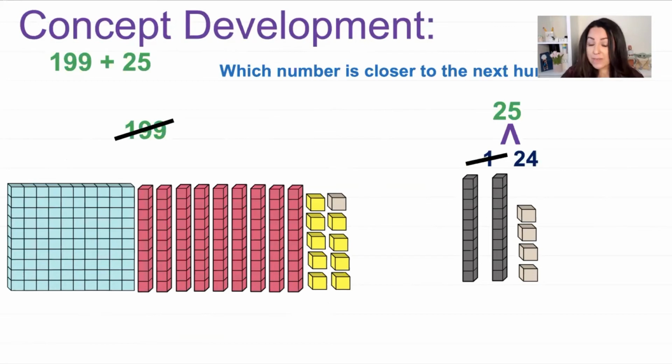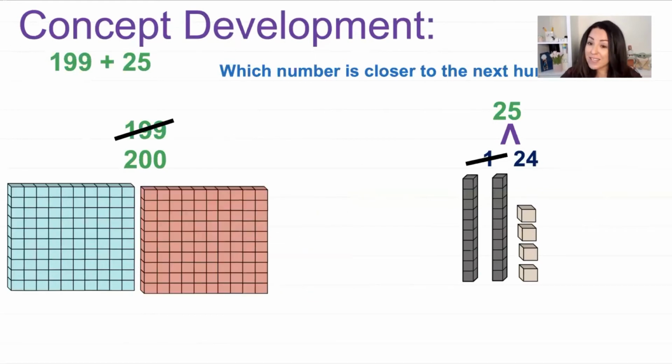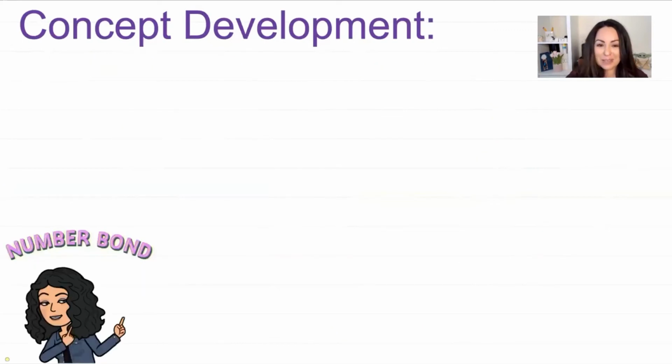So that 25, I broke it apart and I gave a 1 to the 199. So now I have 24 left, and then I have 200 on the other side. So let's get rid of all the smaller blocks and trade those for 100. So let's go ahead and make a new number sentence now. 200 plus 24, and that equals 224. Okay, let's try this with a number bond now.